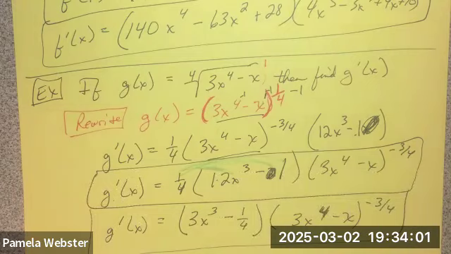All right. That's it for the chain rule. Those are all your examples. I think you should be good to go on doing your homework, and let me know if you have questions. Thanks.